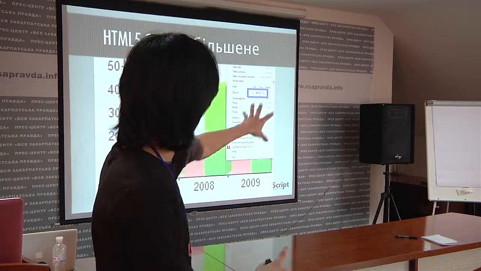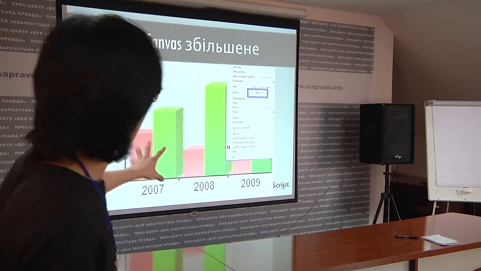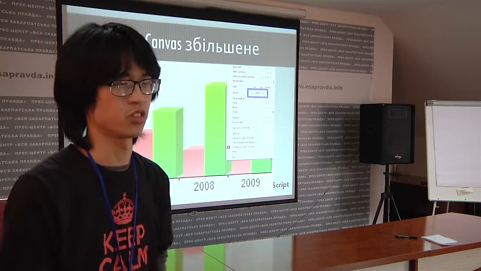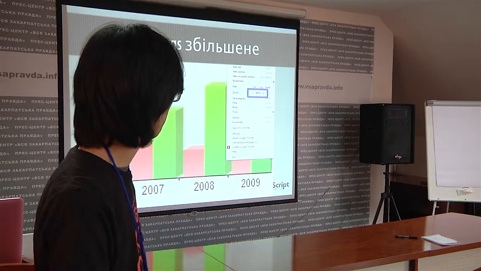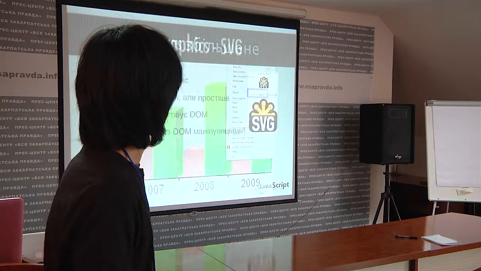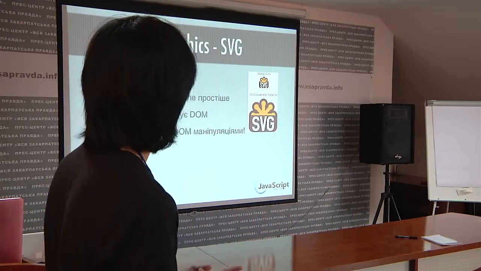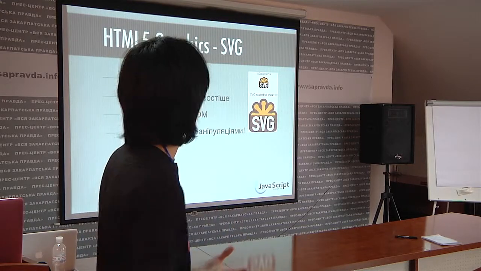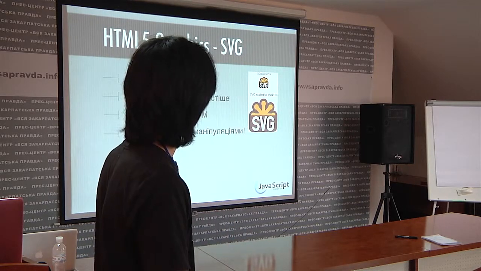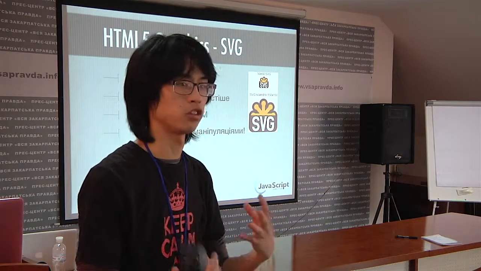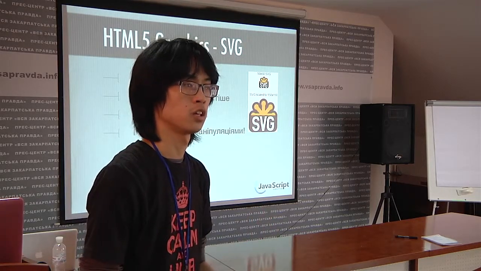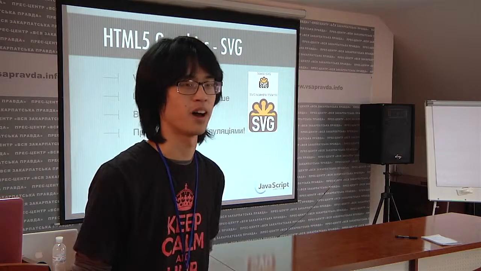You can see if I zoom 400%, the quality is not so good. It's very pixelated. So the second one that you can use is SVG. SVG is a vector graphic. So do you understand what a vector is? Yeah. Cool. You guys are smart.